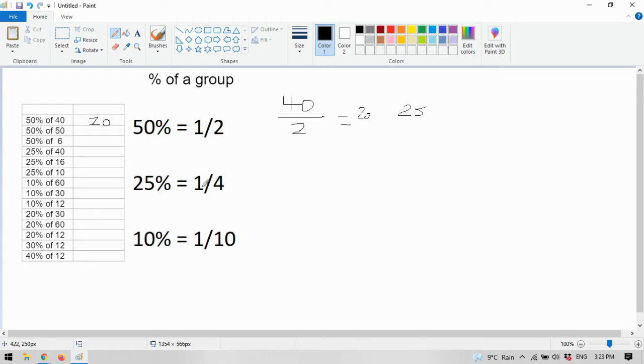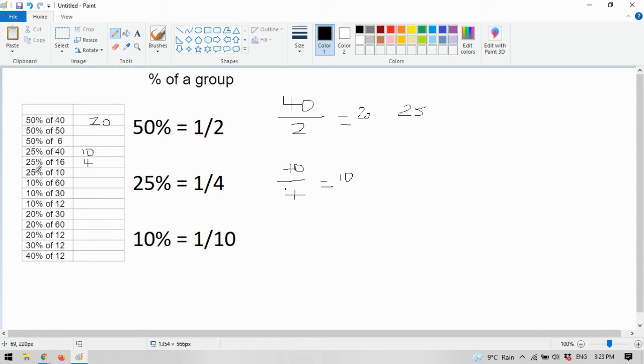25% of something is the same as a quarter. So 25 out of 100, if you simplify that, you'd get 1/4. Now, to work out a quarter of something, you're dividing it by 4. So whatever it is, divided by 4 will be 25%. So if you're looking at 40, 25% of 40 will be the same as 40 divided by 4, which is 10. 25% of 16 will be 16 divided by 4, which, if you know your 4s, is 4.